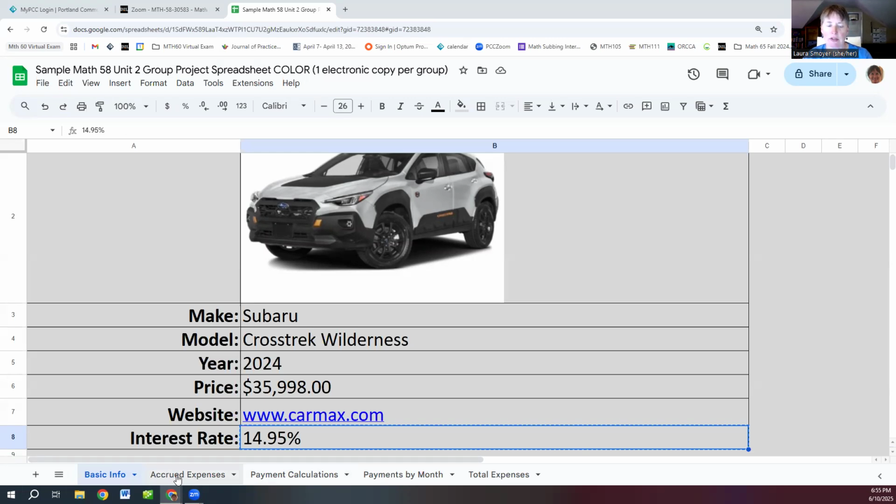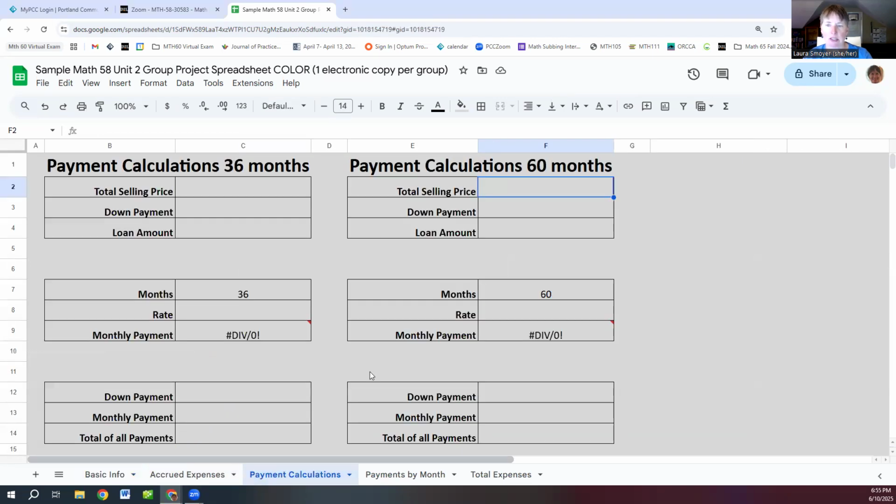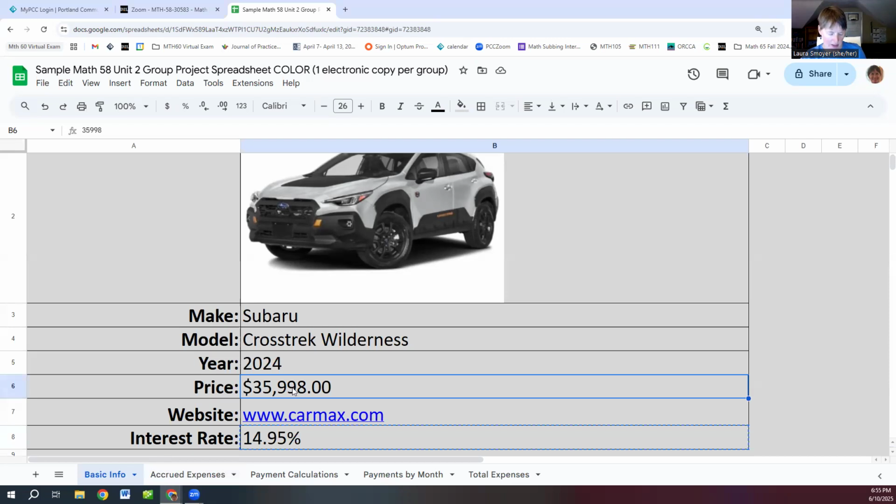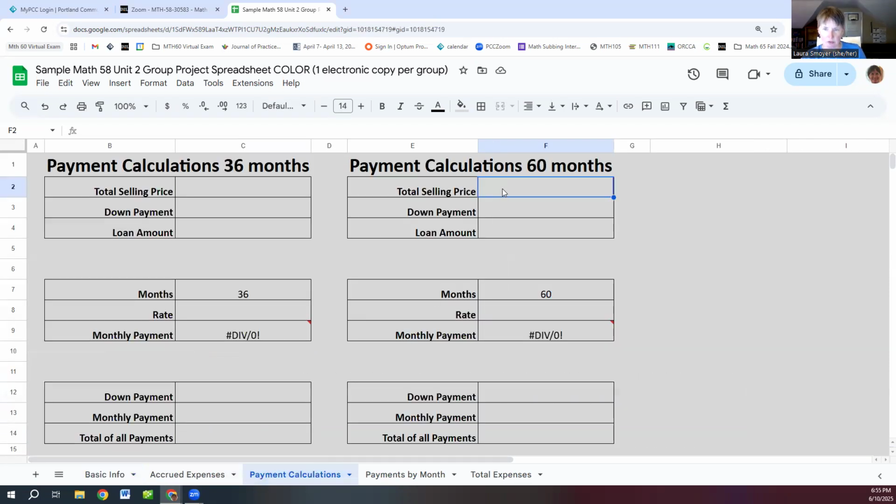And we should have already filled out the second tab, accrued expenses. So we're going to skip to the third tab, payment calculations. Just as a sample, I'm going to do the payment calculations for 60 months, but it's going to work the same for all of the different payment calculations. The first question is total selling price. I can get that back here by copying with Control C that selling price, and then Control V, pasting it in there. Then it asks for the down payment.